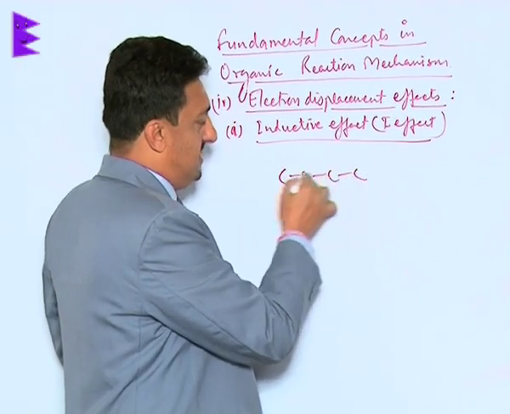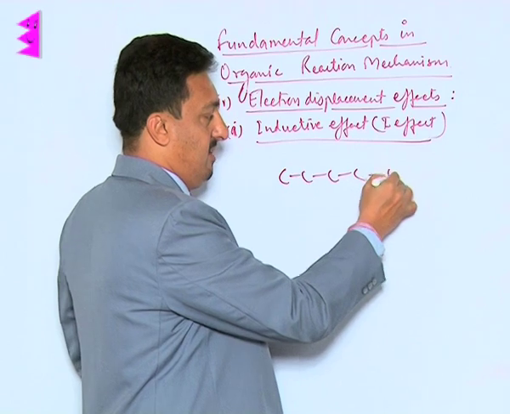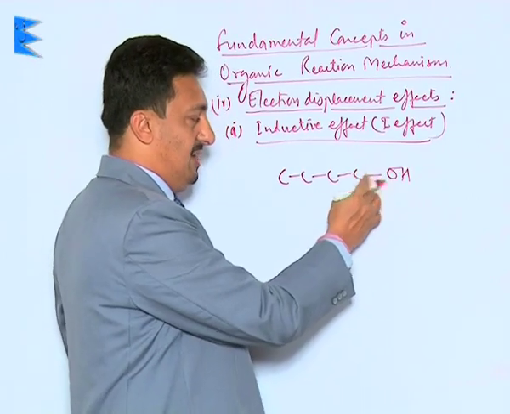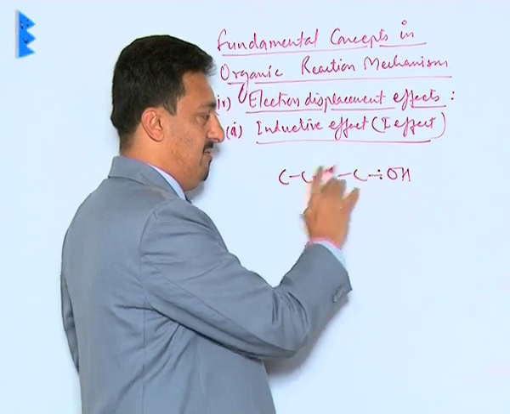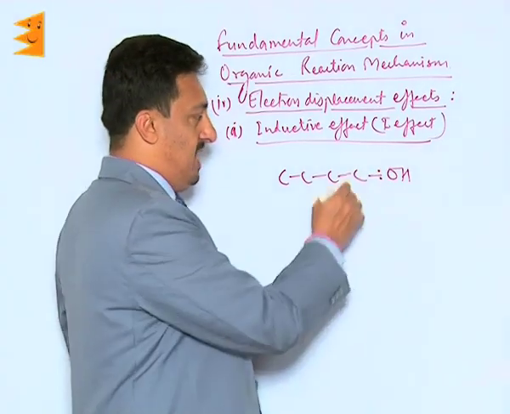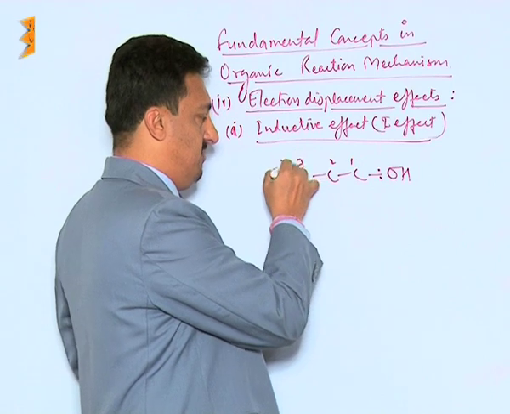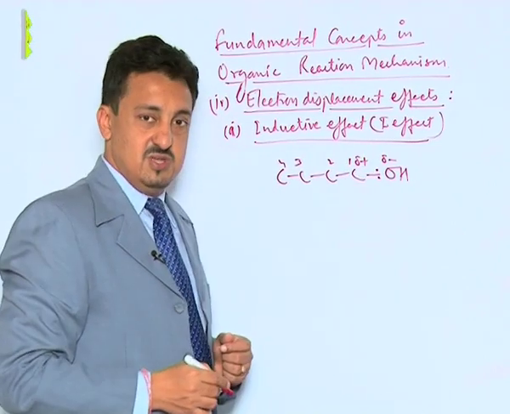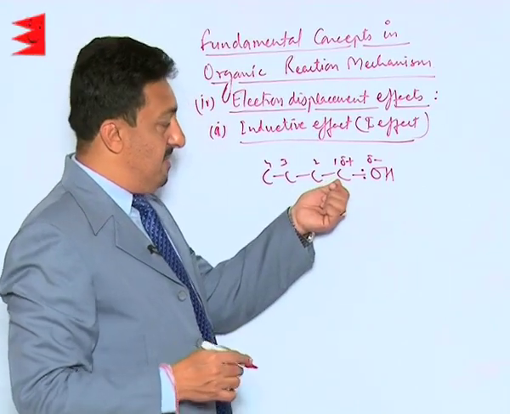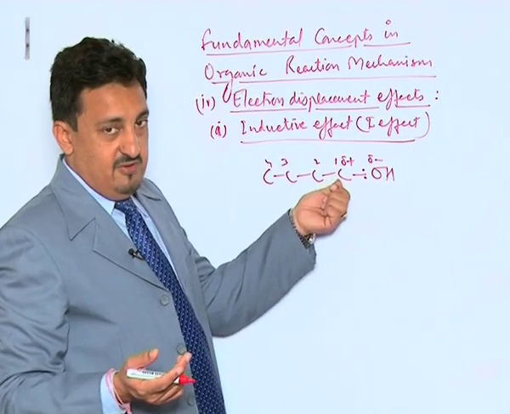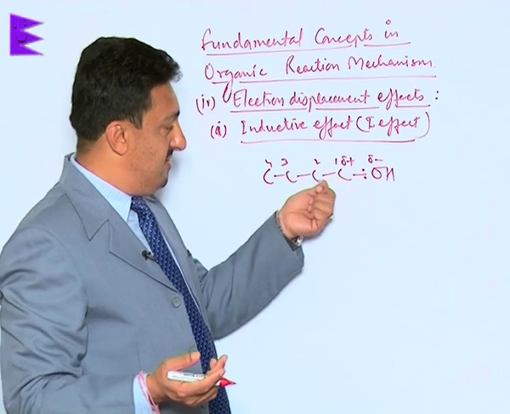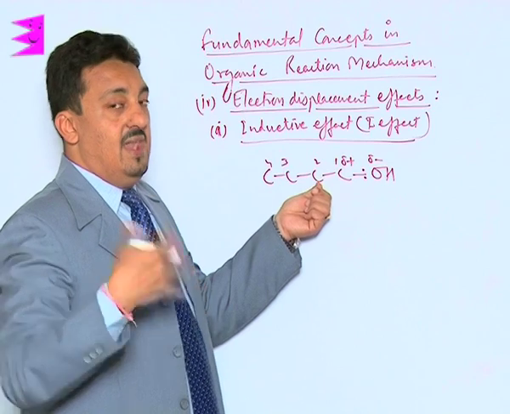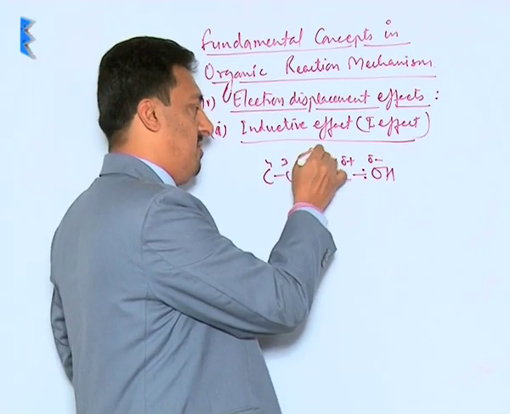Suppose we have this n-butyl group, and we have a phenolic group attached to this. We know that oxygen is more electronegative than carbon, so the shared pair of electrons will be more towards oxygen. So carbon number 1 of this four-carbon chain acquires a partial positive charge, and oxygen acquires a partial negative charge. As a result, carbon number 1 becomes electron deficient, and the shared pair of electrons which it shares with carbon number 2 also gets attracted more towards carbon number 1, and as a result, carbon number 2 also acquires a partial positive charge.